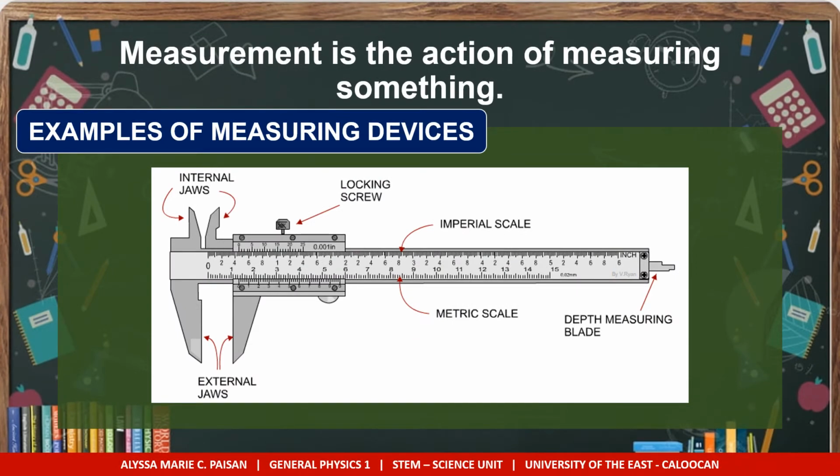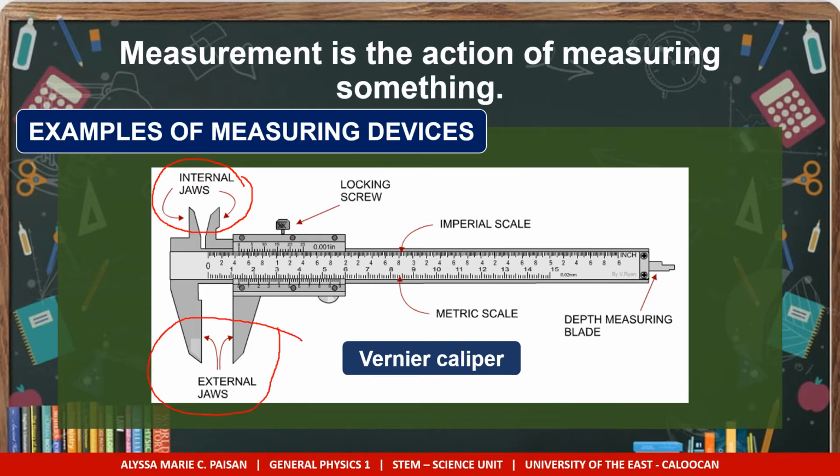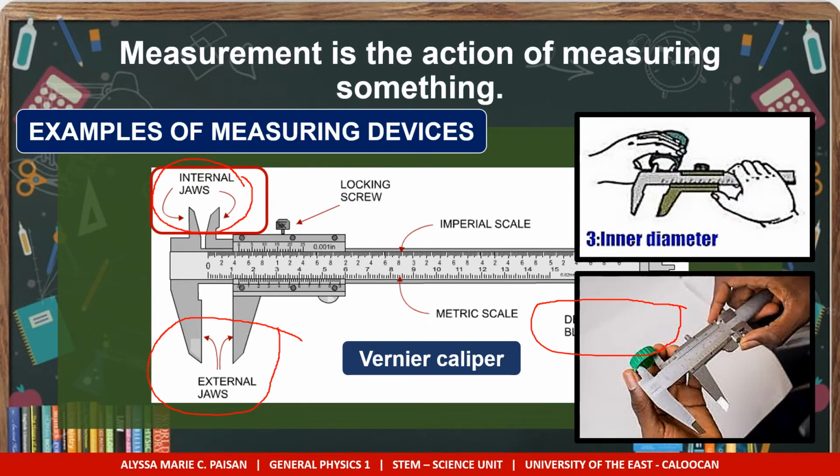Another measuring device, which I am not sure if you are familiar with, is what we call the vernier caliper. The vernier caliper has three major parts. What are those parts? The internal jaw, the external jaw, and the depth measuring blade. Okay? Let's discuss first the role of the internal jaw. The internal jaw is used to measure inner diameter.